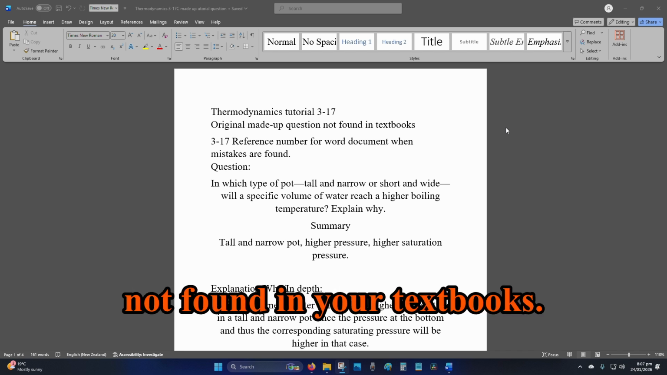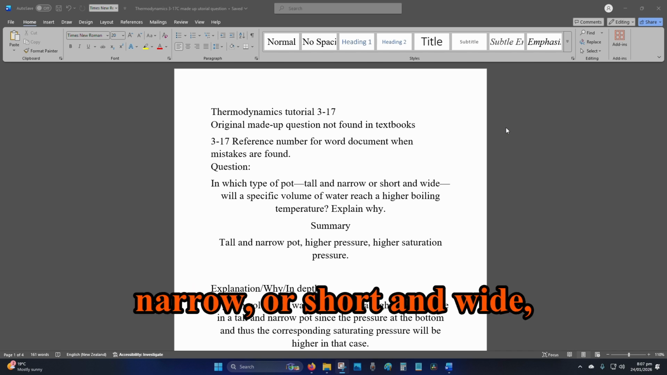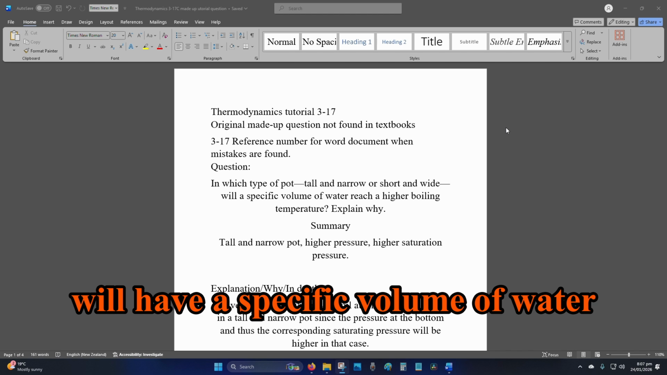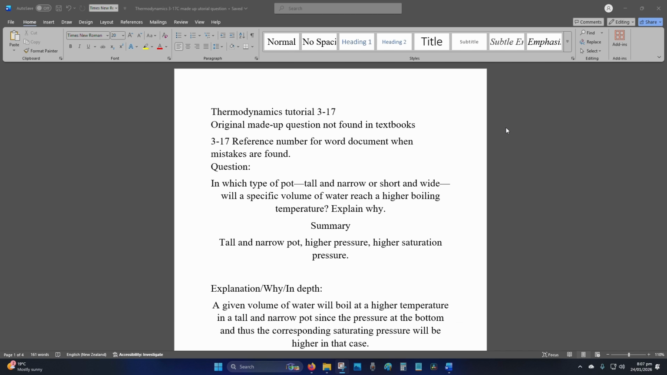This is a made-up question not found in your textbooks. Which type of pot, tall and narrow, or short and wide, will have a specific volume of water reach a higher boiling temperature? Explain why.